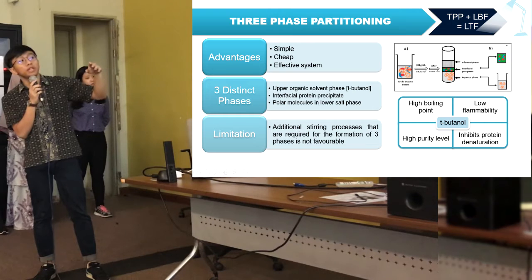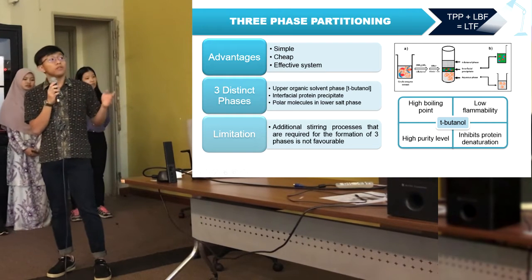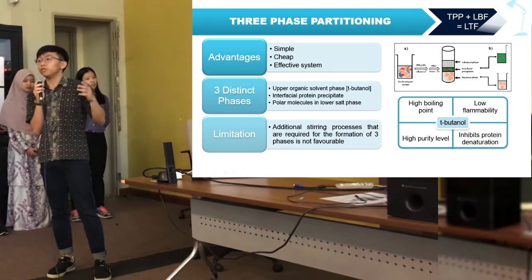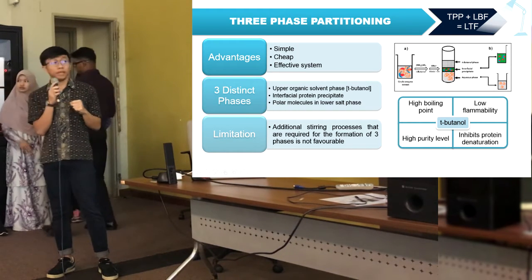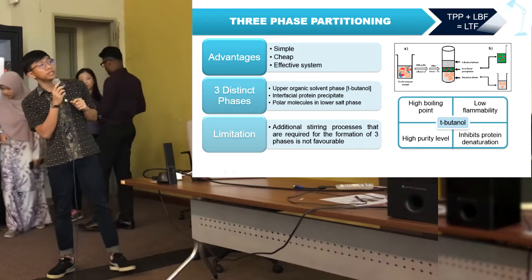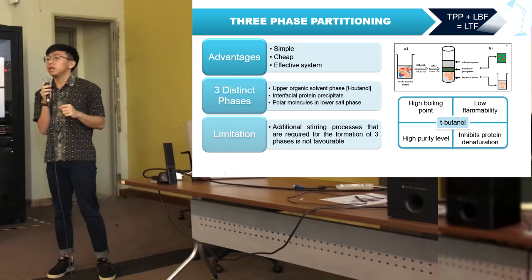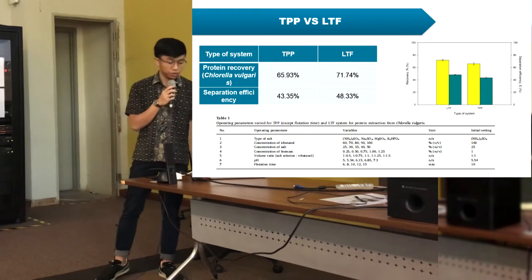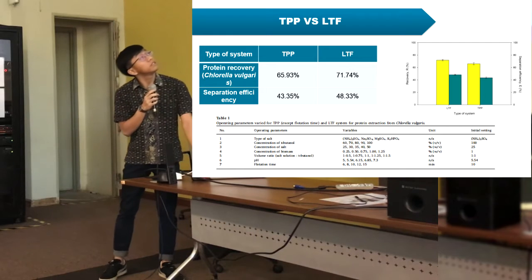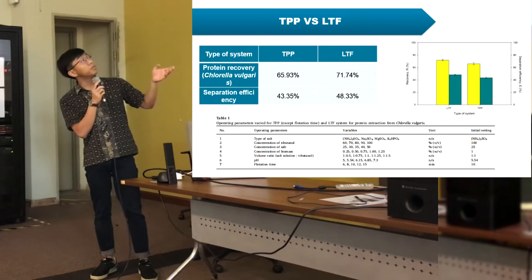Next, it also inhibits protein denaturation due to its larger molecular size, which doesn't allow it to permeate into the folded protein. However, there is a limitation in TPP, which is that the additional stirring process required for the formation of 3 phases is not favorable, as it requires larger energy. Next, for TPP versus LTF, the comparison is done in protein recovery and separation efficiency.